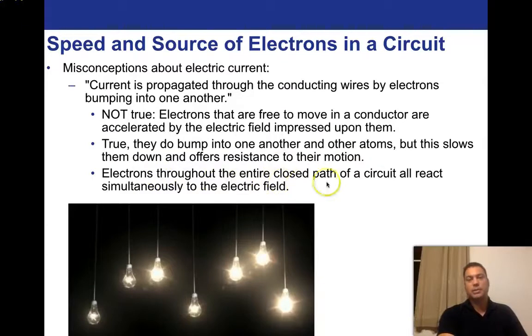Electrons throughout the entire closed path of a circuit all react simultaneously to the electric field. It just moves through at the speed of light. Okay, it has nothing to do with the electrons bumping into one another. It has everything to do with the emission of an electric field about the circuit. Okay.